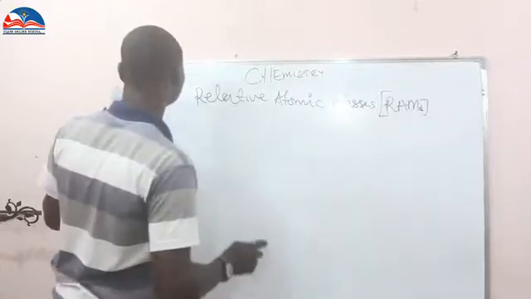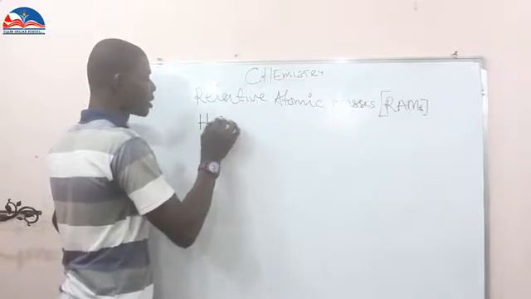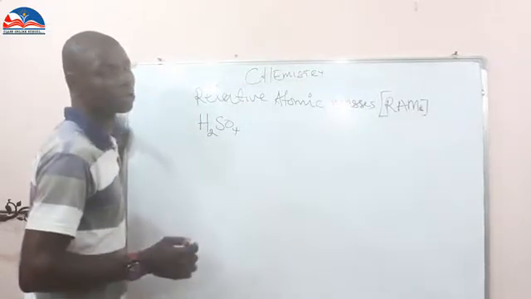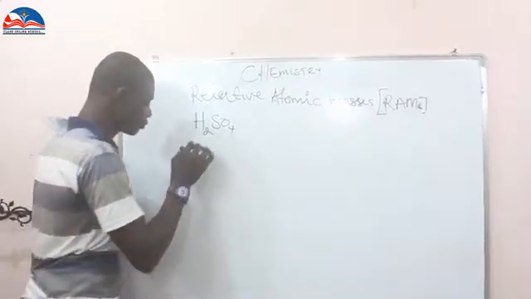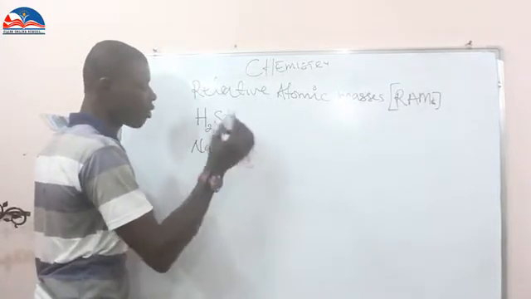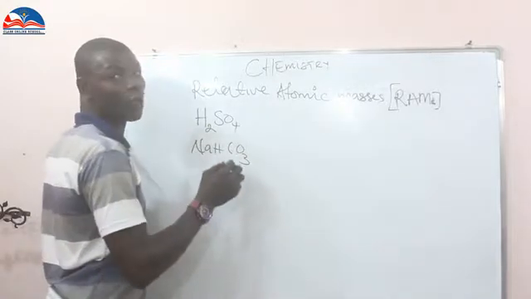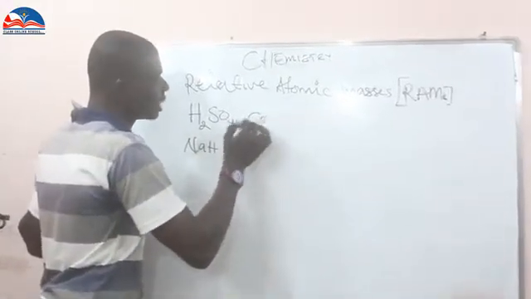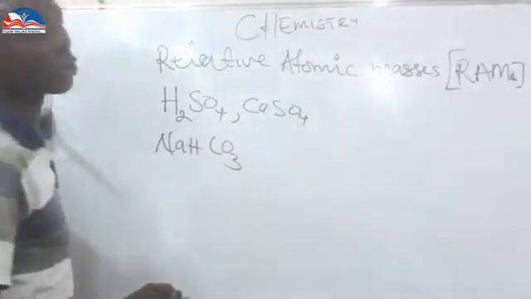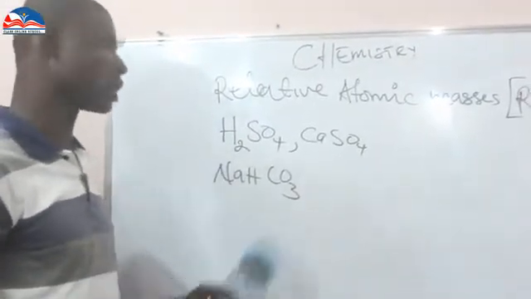Now, as we have hydrogen tetraoxosulfate VI, it is a compound or a mixture. We also have sodium hydrogen trioxocarbonate IV. We also have this as a mixture or a compound. We have calcium tetraoxosulfate VI also as a mixture.